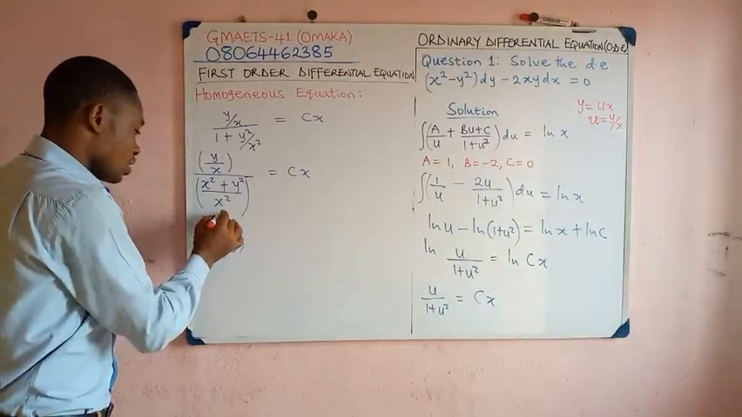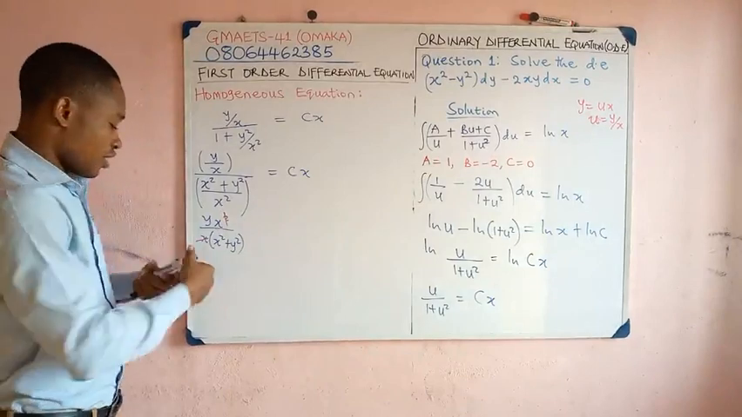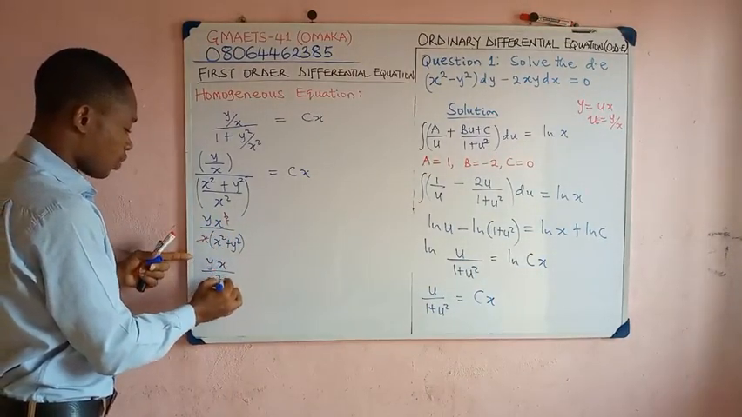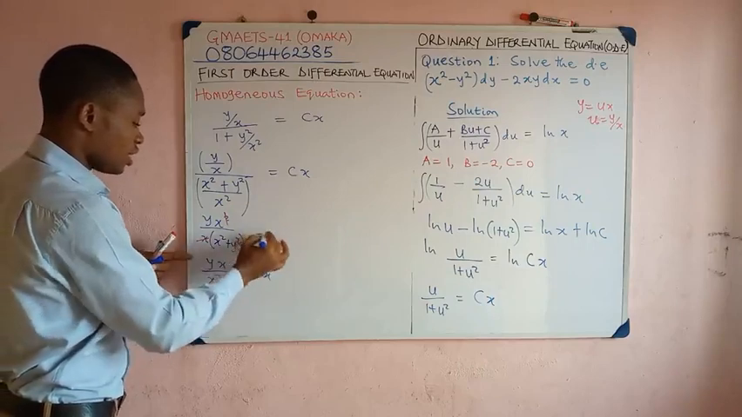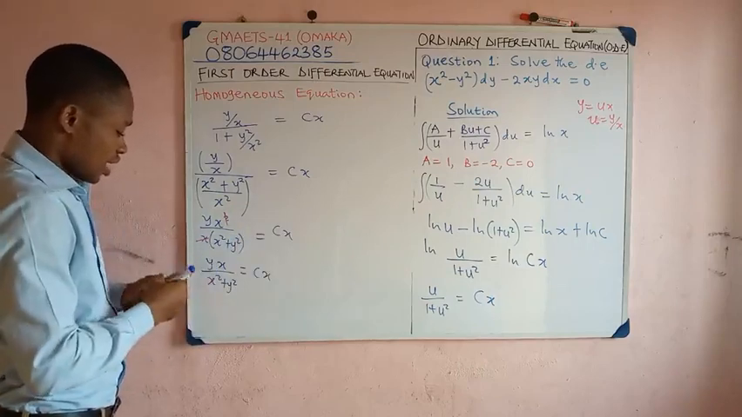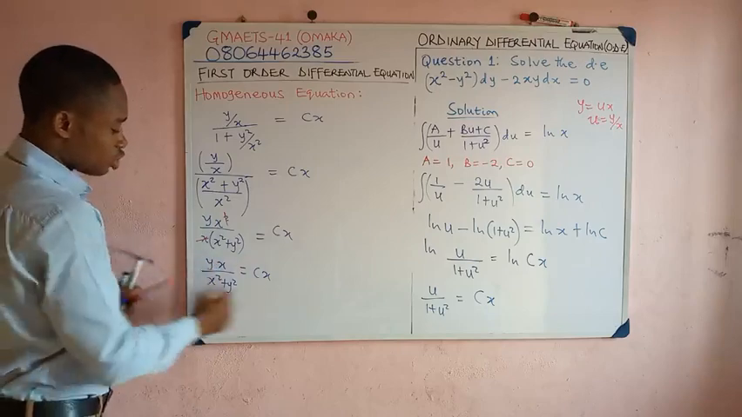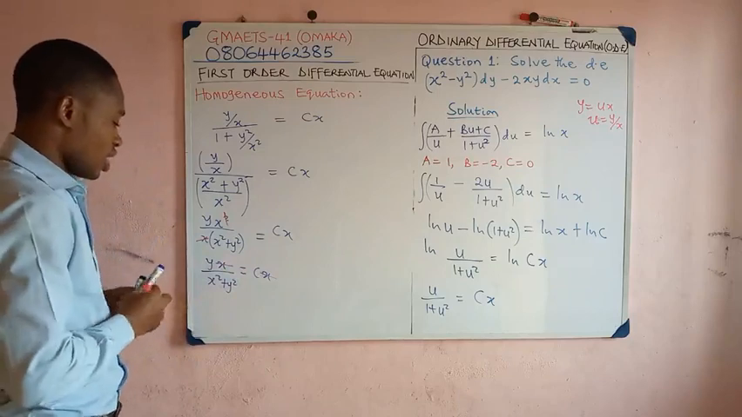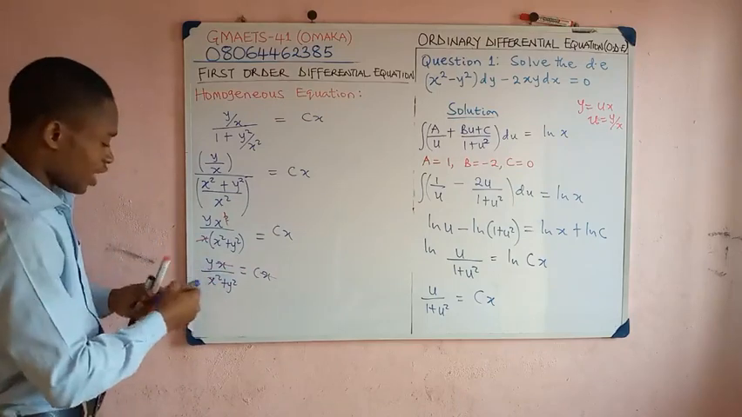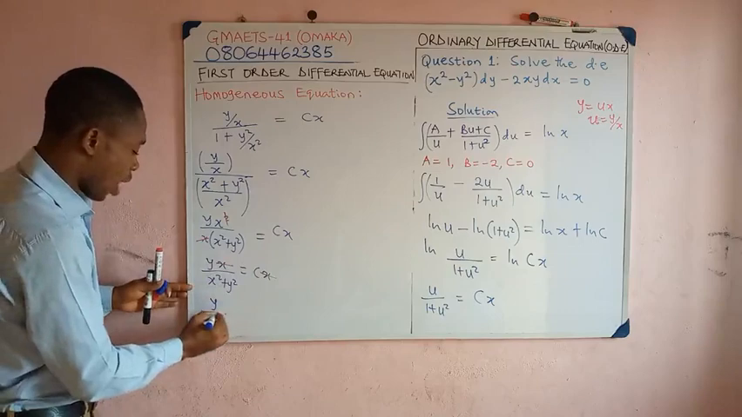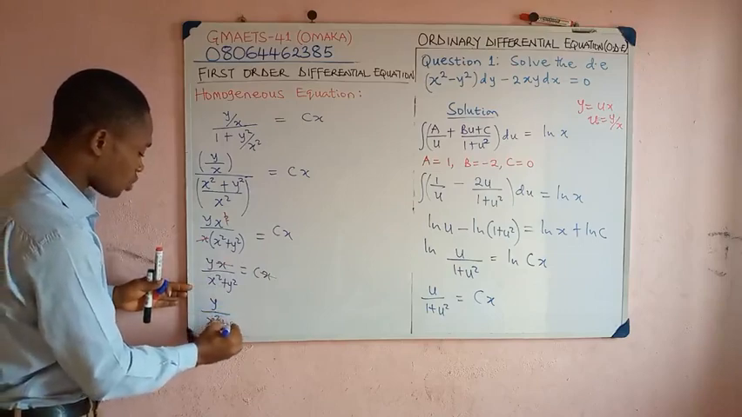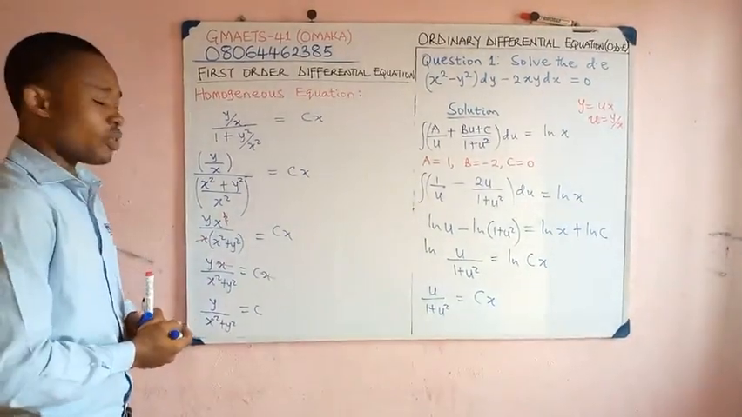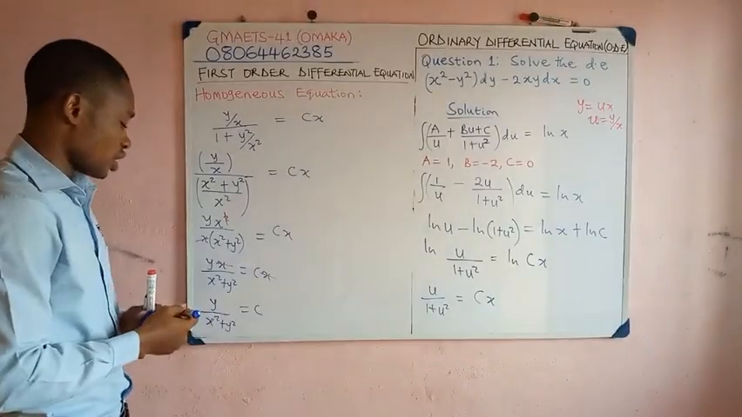Mathematically, we cancel 1 x from here, and if that happens, we'd have yx all over x squared plus y squared equal to cx. And again, do you know that mathematically you can divide through by x, because you have x here, then this would cancel out. And if that is the case, what would we have left? Watch, we're going to get y all over x squared plus y squared equal to c. So this is the solution, the simplified solution to this homogeneous differential equation.